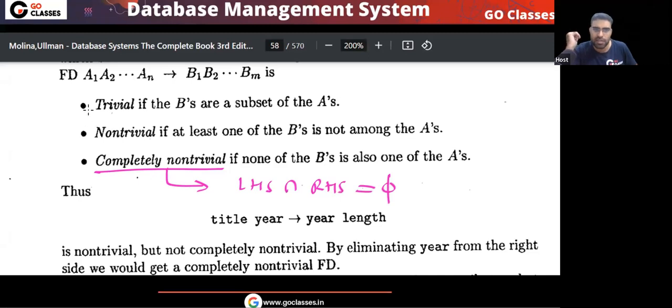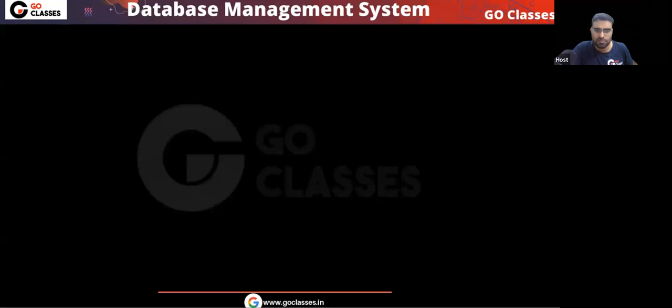So you can see, what trivial means? Trivial means these B's are a subset of A's. Non-trivial means that it is not trivial. And what is completely non-trivial? That means LHS and RHS have nothing common. Is this clear? See, what is the definition of trivial?